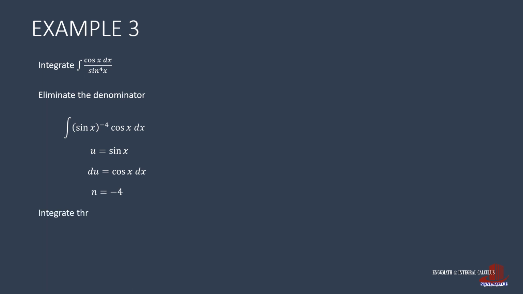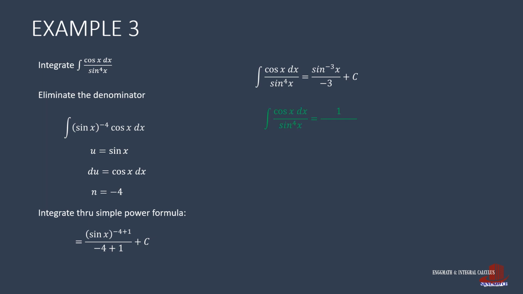So proceed to integration using simple power formula. That is, sine of x raised to negative 4 plus 1 over negative 4 plus 1 plus c. Further simplify the exponent and denominator into sine of x raised to negative 3 over negative 3 plus c. Then, to avoid having a negative exponent, take the reciprocal of the term, making the integral of 1 over negative 3 sine cube of x plus c.